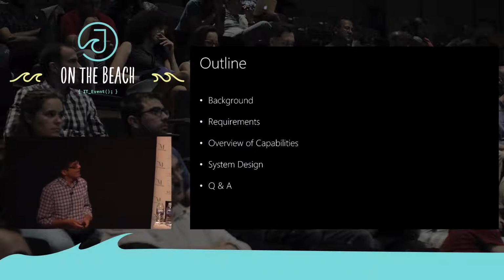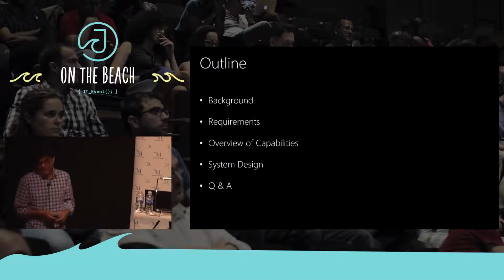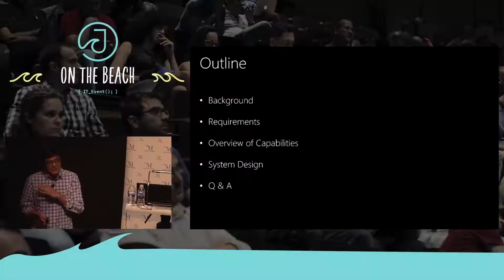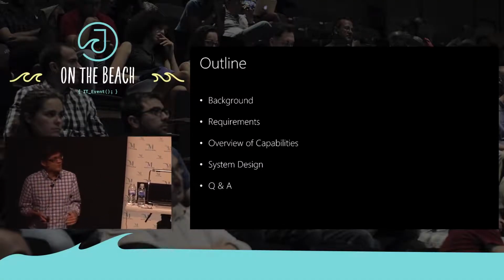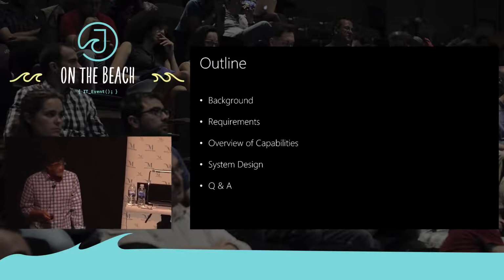So this is the outline of the talk. I'll start with a little background of how we started. We'll talk about the constraints against which we had to build the system. Every system is designed against a backdrop of a set of constraints. So we'll talk about the constraints, then talk about the capabilities, and then we'll dive into the design. I have a lot of ground to cover, so I'll go really fast. If I'm too fast, let me know and I'll slow down. And then we'll have some time for Q&A at the end.